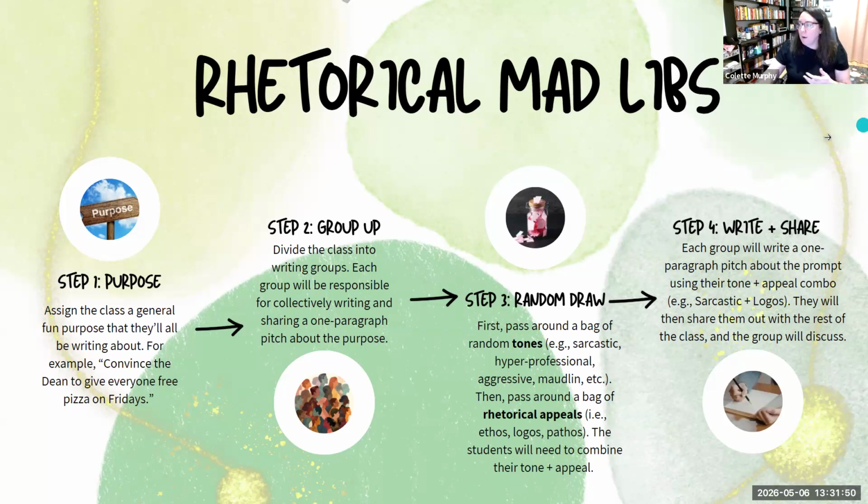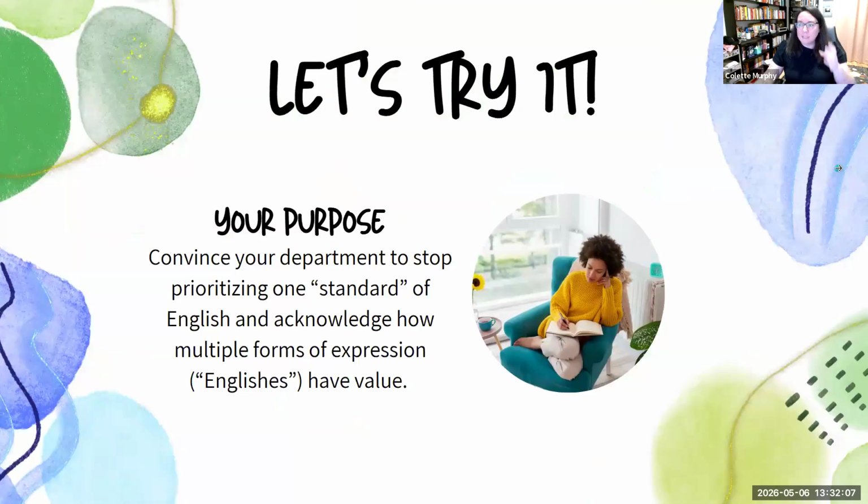So again, write a one paragraph pitch. If it's a speech class, I'm going to have them stand up and give a speech about it, using the tone and appeal, for example, sarcastic logos. Convince me of this. And then share them out. And then the rest of the class will have an opportunity to discuss effectiveness. So we're going to try it.